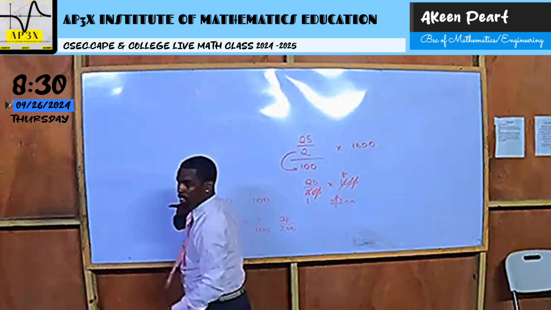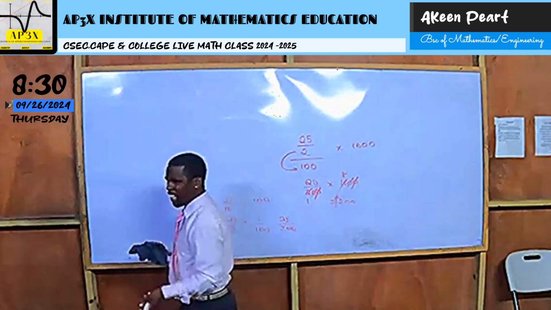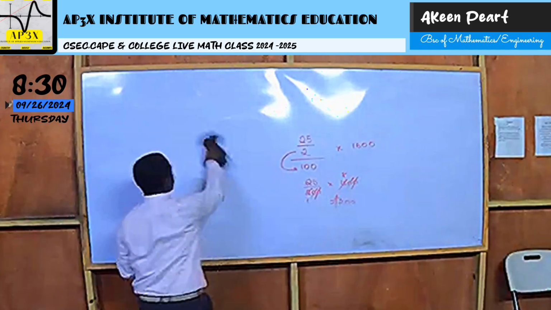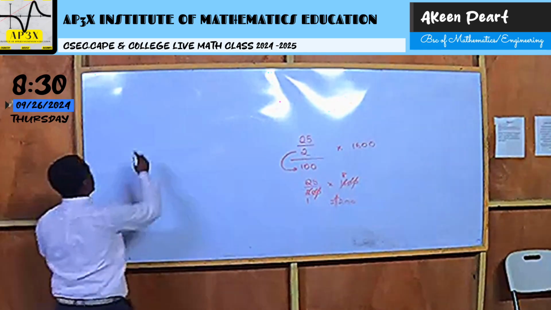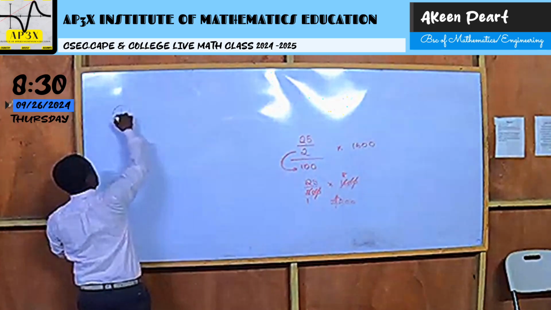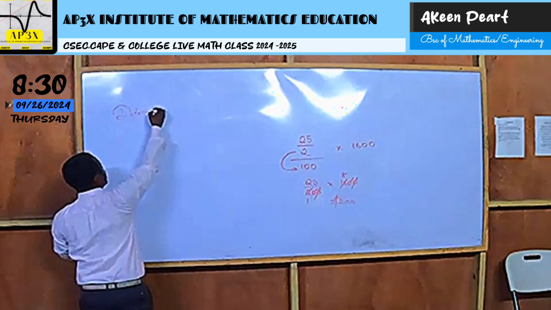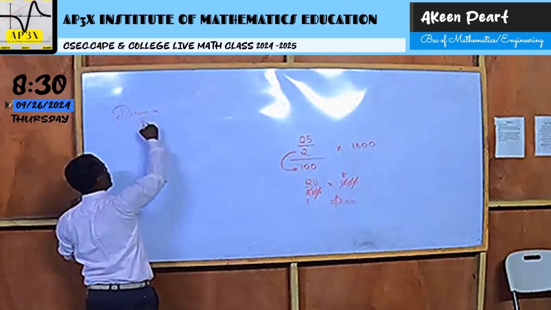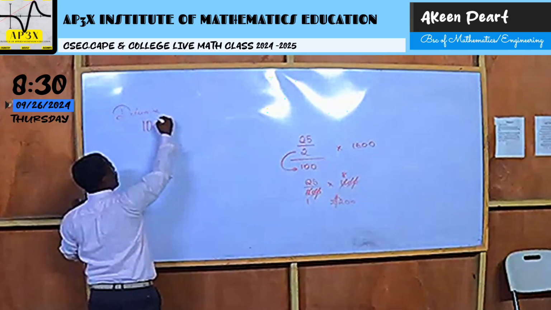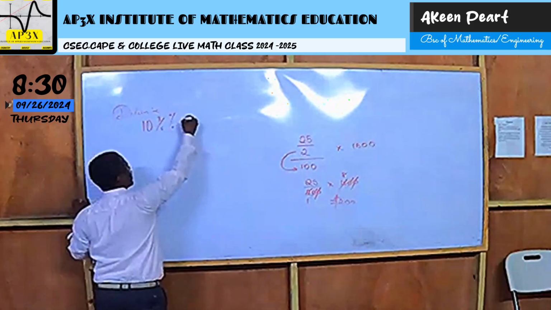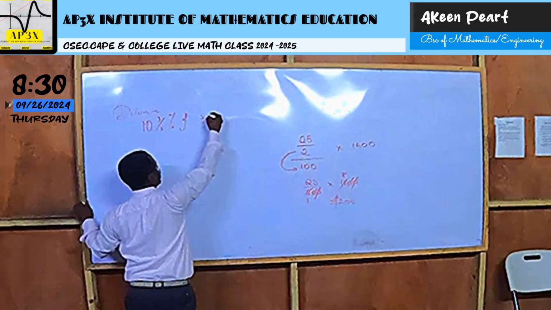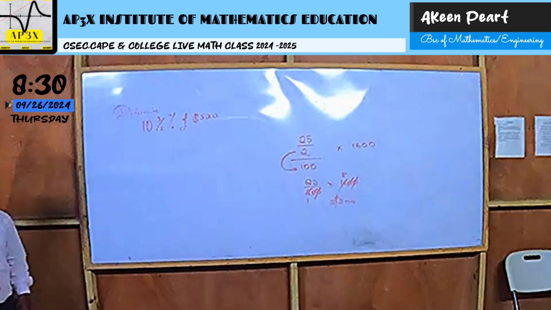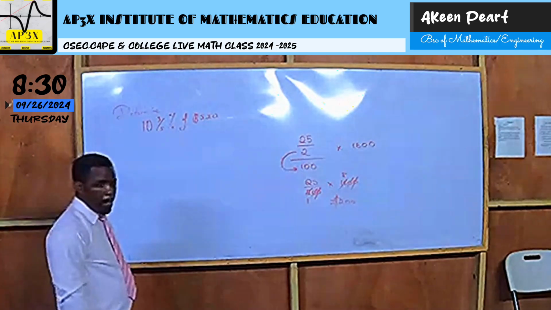You like this one or not? First one? The second one? First one? Alright. Try to use the first one. Determine 10 and 3/5% of $520. I want to know what is 10 and 3/5% of $520.